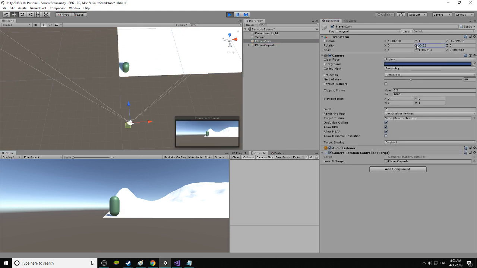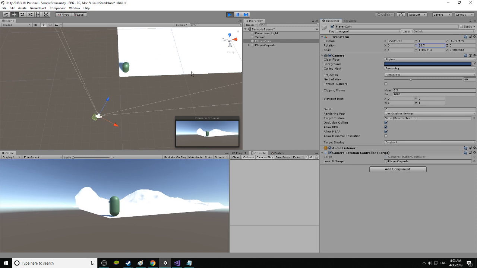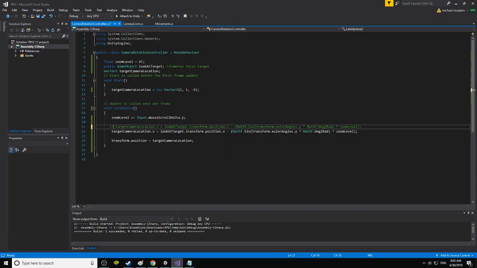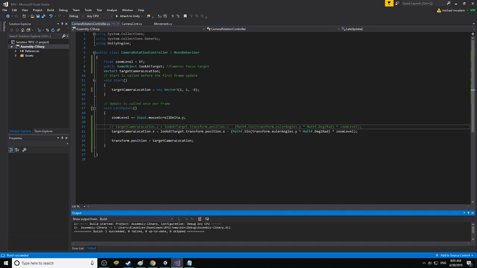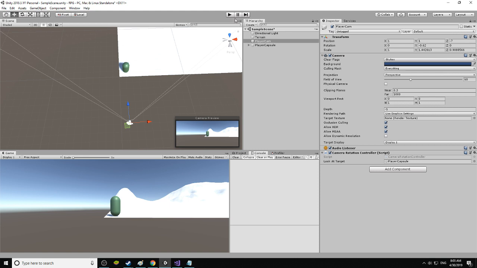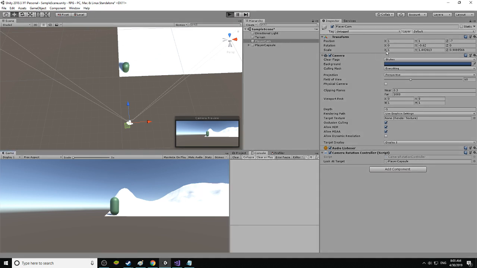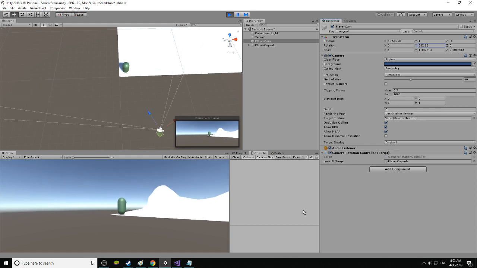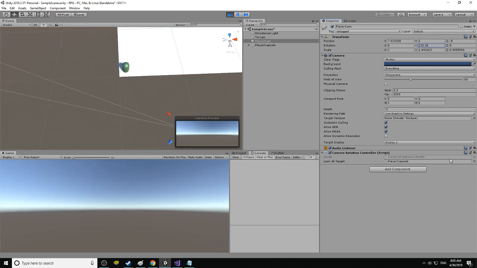Take our camera and we'll rotate it. Oh wait, I think I just messed myself up here. Okay. I actually made it work too well, I think. See how it's rotating? And it's going left and right. It's only touching the x-axis, right?